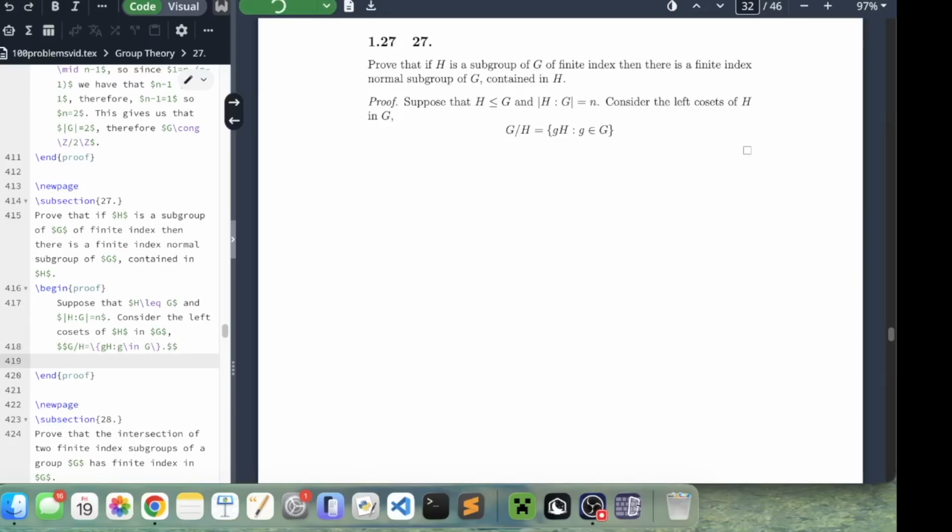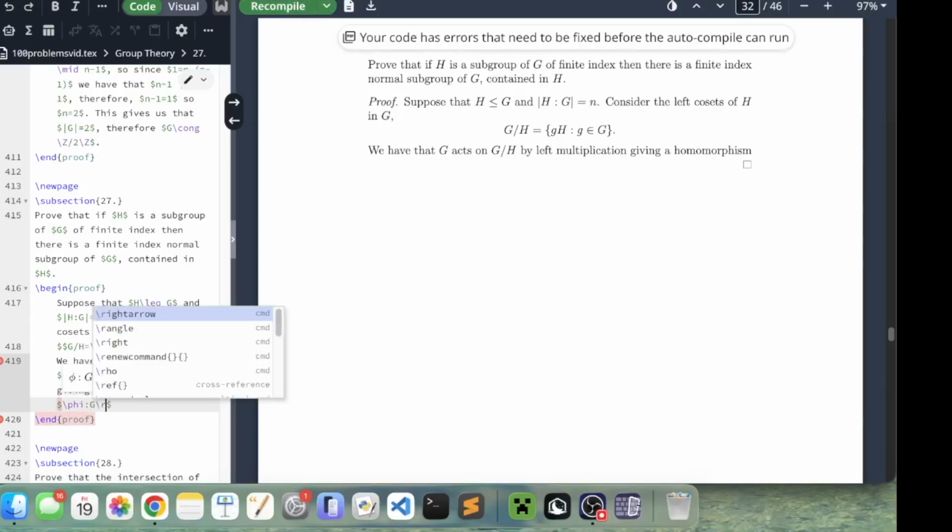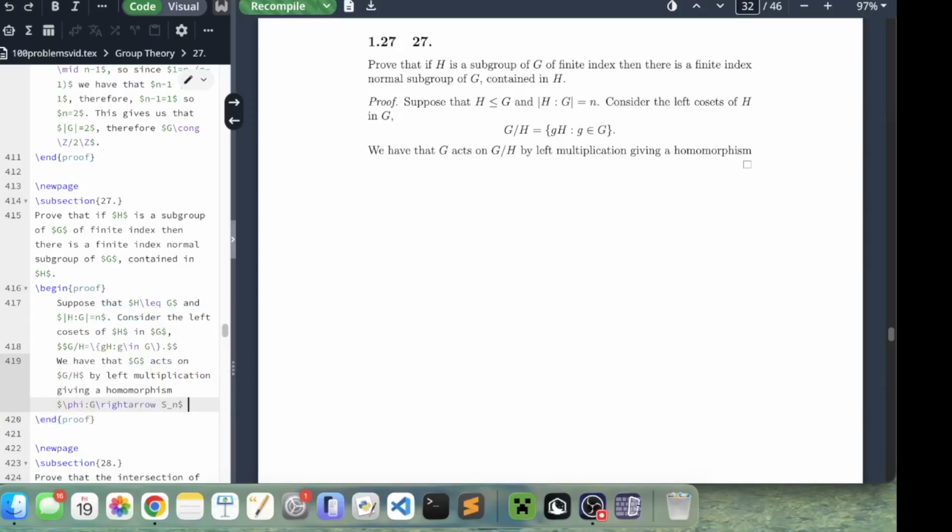and we have that G acts on G modded out with H by left multiplication, giving a homomorphism phi from G to the symmetric group on n cosets, where S_n is the symmetric group on n cosets. Okay.